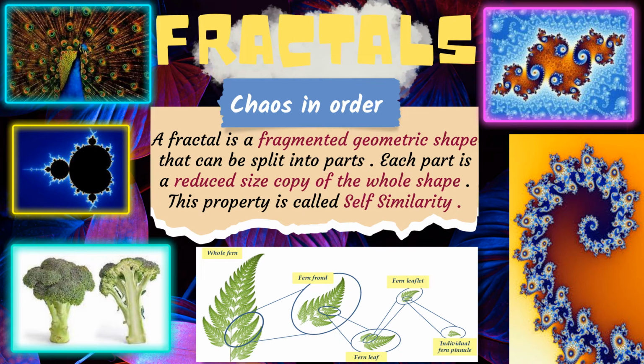If you take a next part, again a very small part, this is again a reduced size copy. If we further take a part of this, it is again a very reduced size copy of the whole fern, and this goes on. These are fractals.